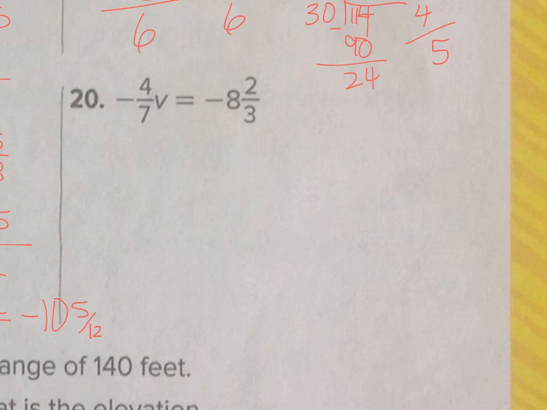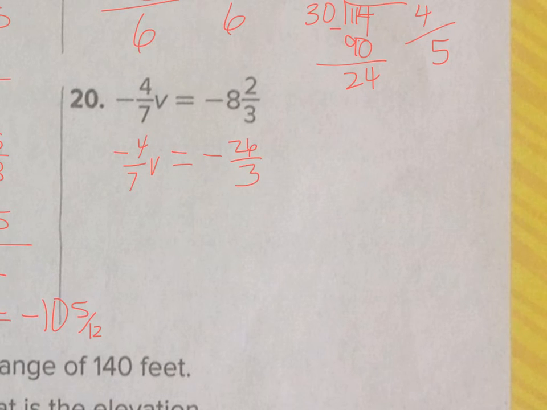So for the last problem on the homework, we have a negative 4/7 v equal to negative 8 2/3. So to make negative 8 2/3 into an improper fraction, we take 3 times 8, which is 24, plus 2 more is negative 26 over 3. So that fraction is equivalent to negative 8 2/3, and so we can set it equal to negative 4/7 v.